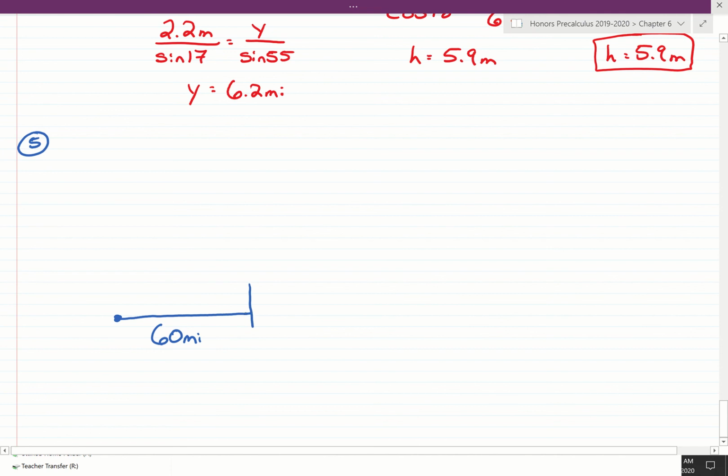So 15 degrees north. So he's still heading east, but then he goes 15 degrees north. After traveling 80 miles in the new direction, how far is the ship from its point of departure? Alright, so that's what we have here.